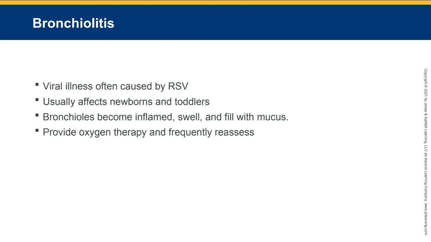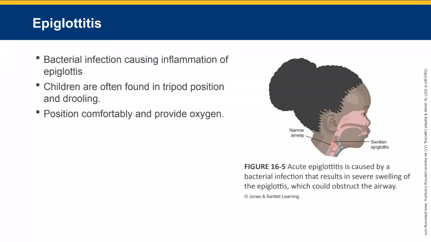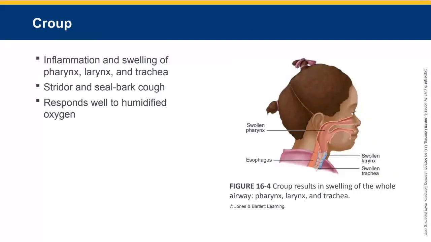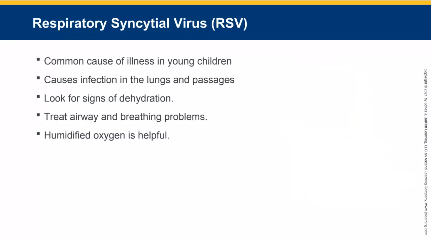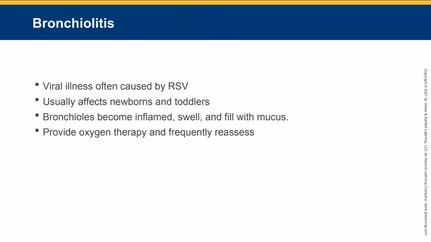And bronchiolitis would be a lower airway problem. So let me just backtrack for a bit. So Croup is upper airway, Epiglottitis, upper airway, respiratory syncytial virus, primarily the lungs, can affect the upper ear passage, but it's primarily going to be a lower airway issue. Bronchiolitis, lower airway issue.